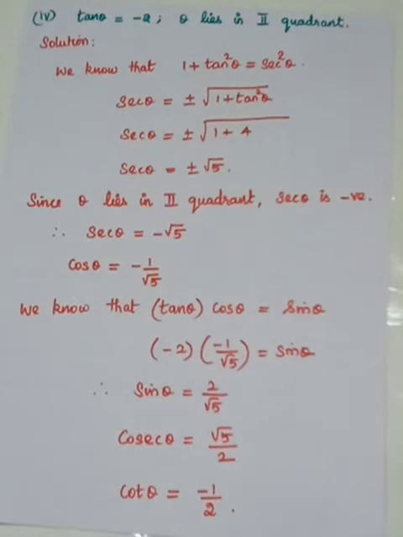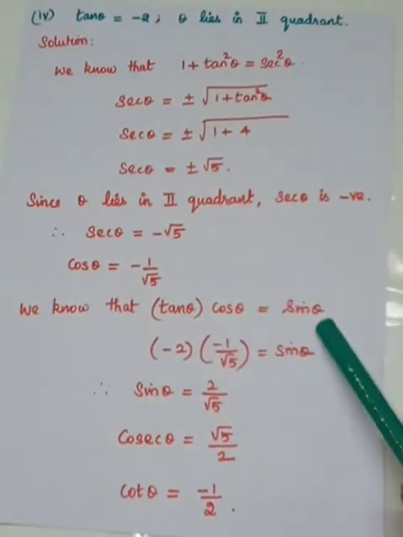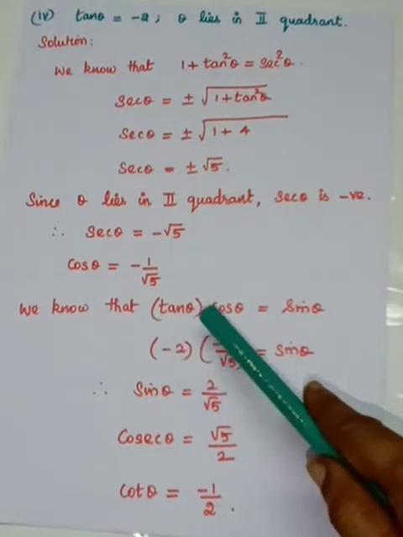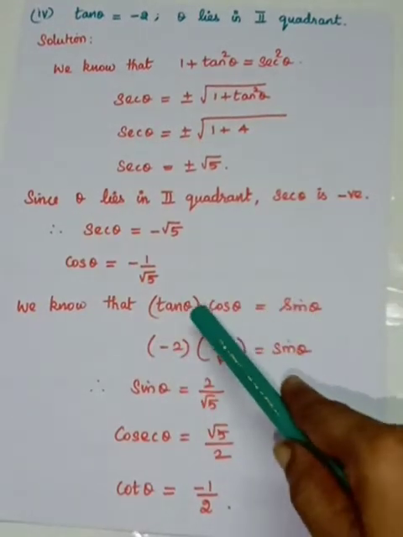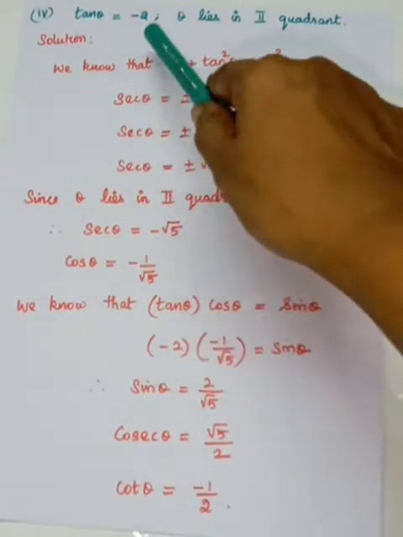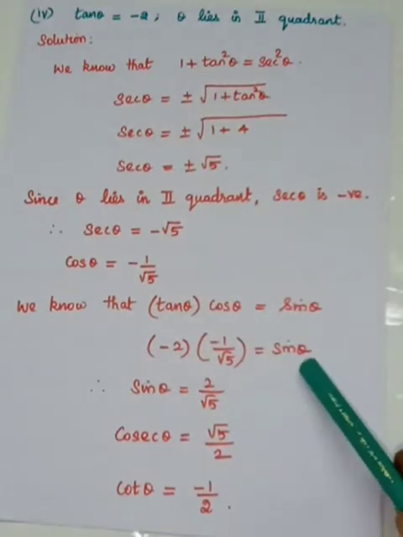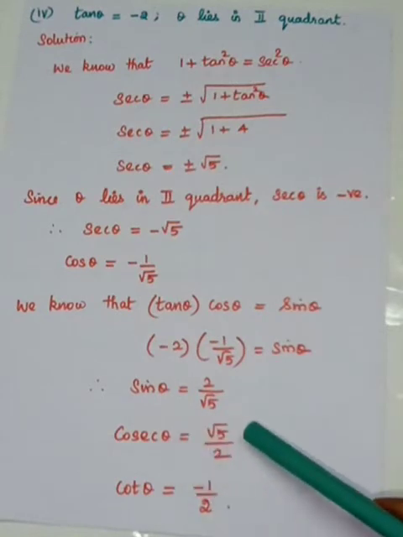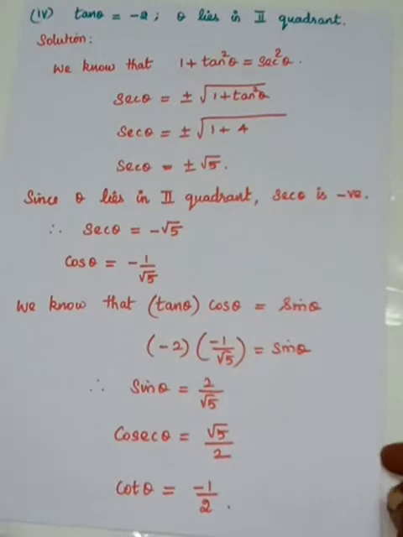Otherwise, here I am having tan theta and cos theta. If you multiply, you will get sin theta. You see that? Tan theta, how can you write? Sin theta by cos theta. Into cos theta, the cos theta gets cancelled, you will have sin theta. So you can use this formula also. Tan theta is minus 2. What is cos theta? We have found it is minus 1 by root 5. So therefore sin theta is equal to 2 by root 5. If you know sin theta, you can very well write cosecant theta, its reciprocal, so root 5 by 2. In this way also you can complete.